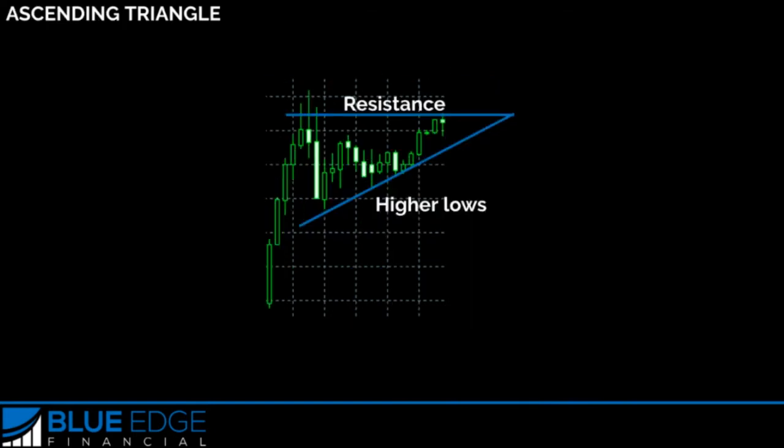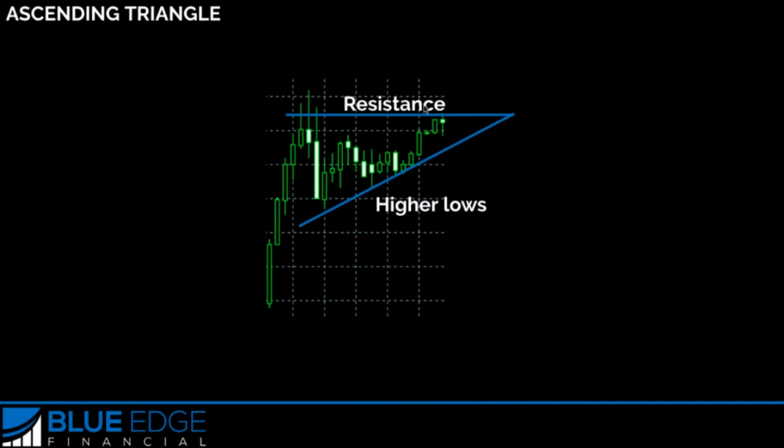Moving on to the ascending triangle pattern. This pattern is formed when there is a resistance level, as you can see up here, and then higher lows right here that form a triangle. The resistance level tells us that the buyers can't seem to push past this level, but we can see with the higher lows that they're gradually pushing the price up. So the question is, will the price be able to break that resistance level right here and continue up?